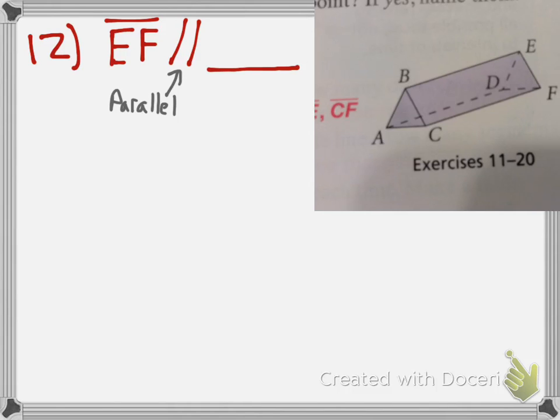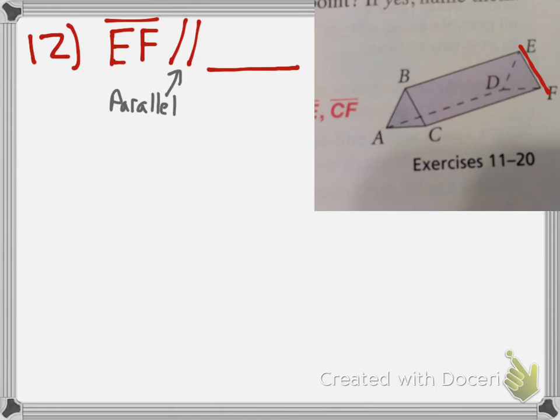Alright, for number 12, we will use this picture from the book. This is the picture that goes with the question. We will use this picture to find. The question is segment EF is parallel, so that symbol with the 2 lines looks like 2 L's is a symbol for parallel to what other segment? Okay, so if I draw EF, or if I trace it on the picture, it is going to be right here from E to F.